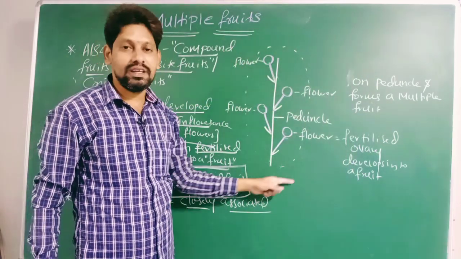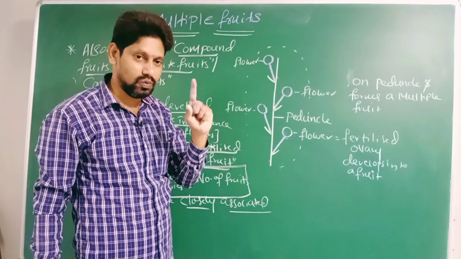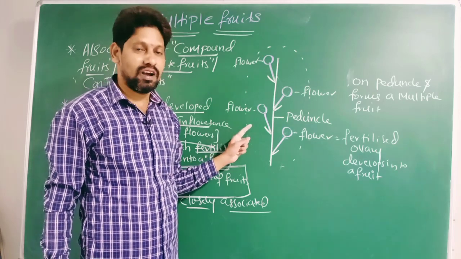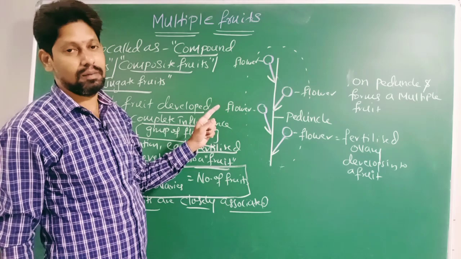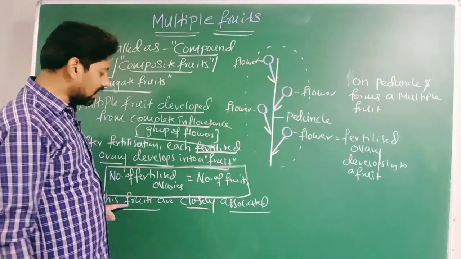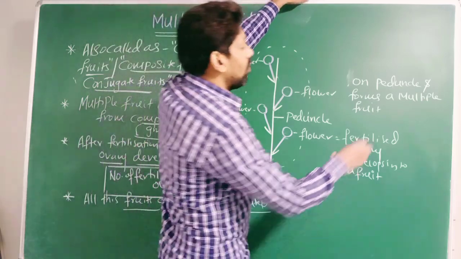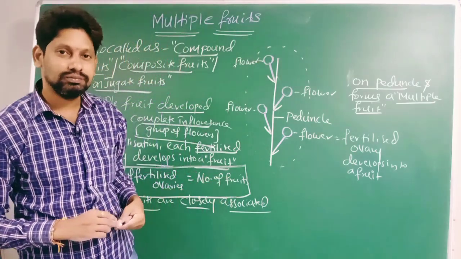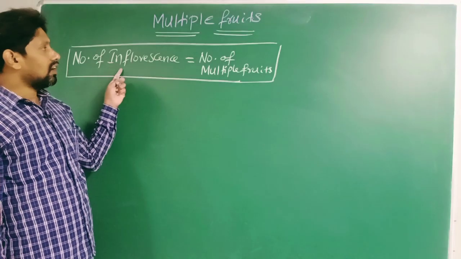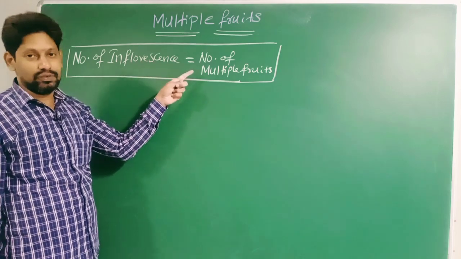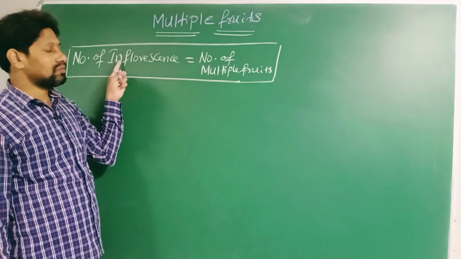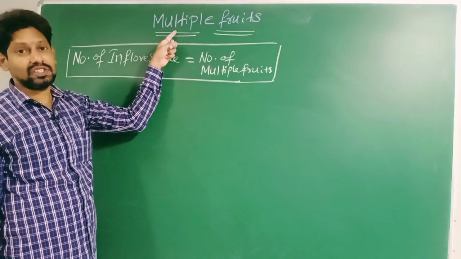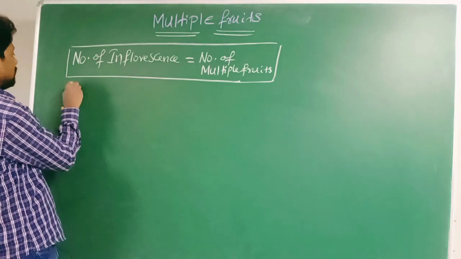Here how many inflorescences are present? One. Therefore, how many multiple fruits? One multiple fruit. Therefore, the number of inflorescences is equal to the number of multiple fruits. Multiple fruit means it is developed from an inflorescence, I told, yes or no? These multiple fruits are associated with false fruits.